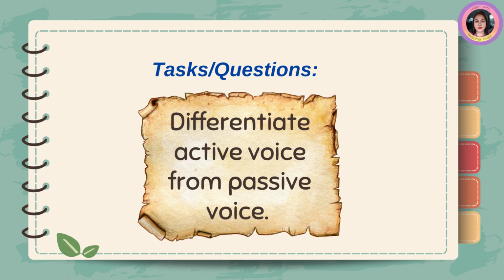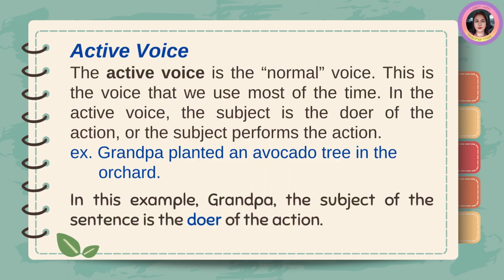Differentiate active voice from passive voice. Active voice. The active voice is the normal voice. This is the voice that we use most of the time. In the active voice, the subject is the doer of the action, or the subject performs the action. Example, Grandpa planted an avocado tree in the orchard. In this example, Grandpa, the subject of the sentence, is the doer of the action.